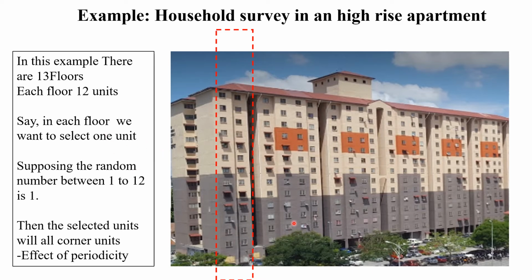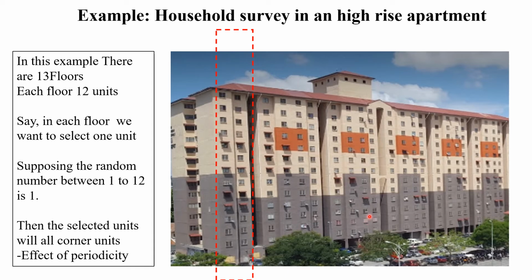That means every floor I select one. But that first block must be selected randomly. Thereafter, every floor, same number. Some ask, why not every floor select one number randomly? Supposing this 1 to 12, the first floor number 1. Second floor, select one number between 1 to 12.